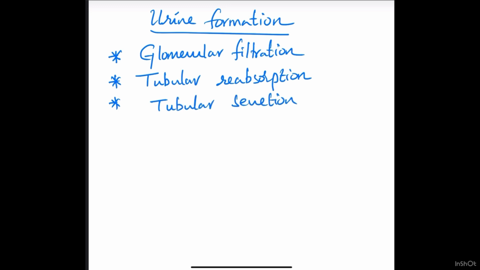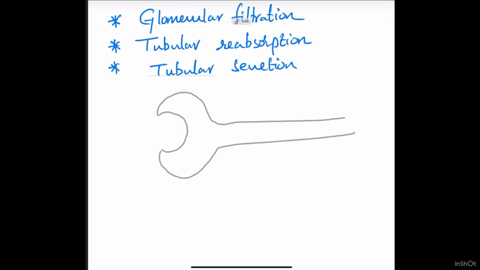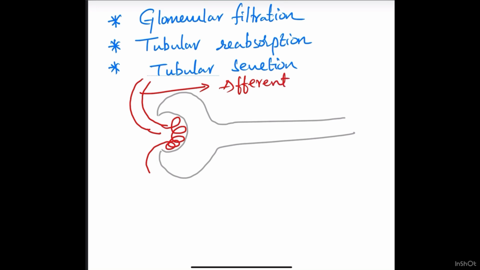So now what happens here? Actually, this is Bowman's capsule and this is PCT. Let us have an idea. This is like a nephron, like that. And now the blood vessel which brings the blood into the Bowman's capsule is called afferent arteriole.